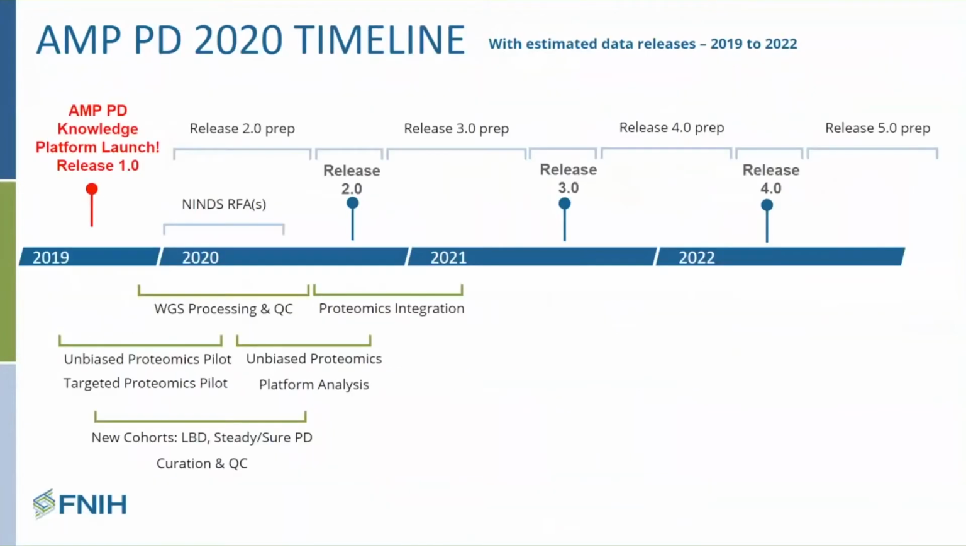This slide summarizes the AMPD timeline. And what I'd like to draw your attention to here is what we have planned for the future. This includes adding unbiased and targeted proteomics data to AMPD, as well as clinical and genomic information from several more study cohorts. So just so you know, there's more goodies to come.